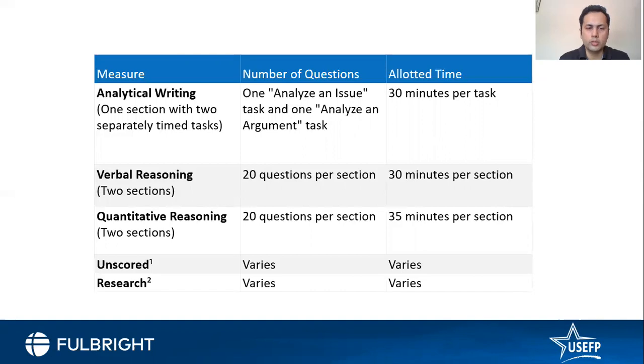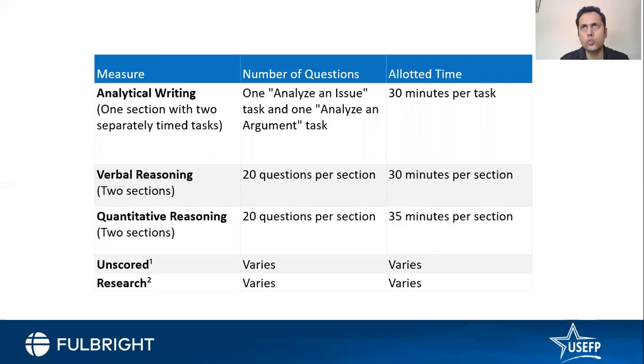So first, what is the breakup of the GRE? There's an analytical writing section, which has two tasks of 30 minutes each. Then there's a verbal reasoning section having 20 questions per section and 30 minutes per section. Then there's a quantitative reasoning section, the math section, having 20 questions as well, and each section is 35 minutes. Then there is an unscored section and a research section.